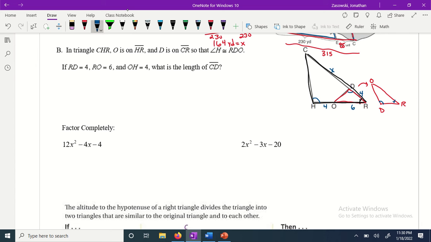And we know that DR is 4, and OR is 6. So in the really big triangle, this side is x plus 4, and this side is 10. And so now we can go ahead and create a proportion, right? We could do big triangle to small triangle to do this. Okay, so pause it here. See if you can create a proportion to solve.